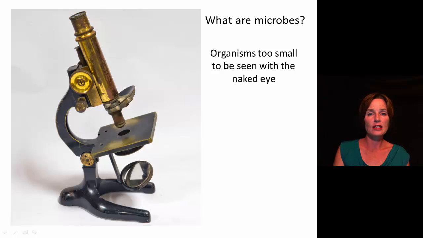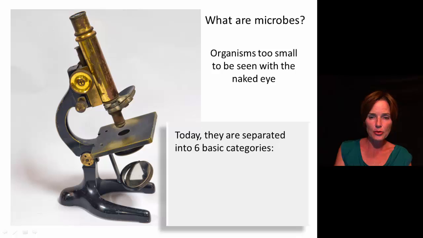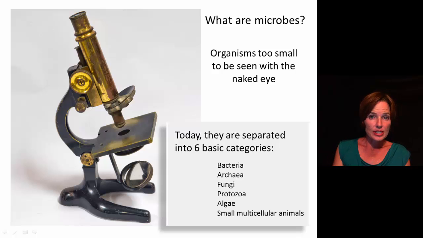They do come in a lot of different types, and at this point in time, we do divide microbes into 6 basic categories. The categories of microbes are listed here. They are bacteria, we have archaea, fungi, protozoa, there's some algae, and then we also have a final category that we call small multicellular animals. So what we want to do now is we want to go through these different categories and talk about some of the general, most common features of those particular groups.